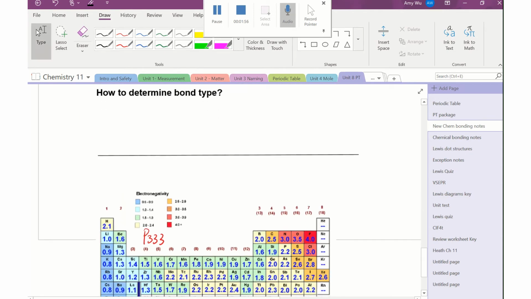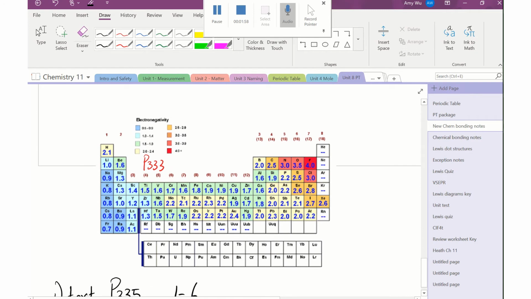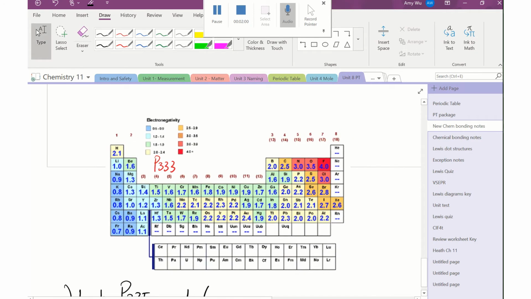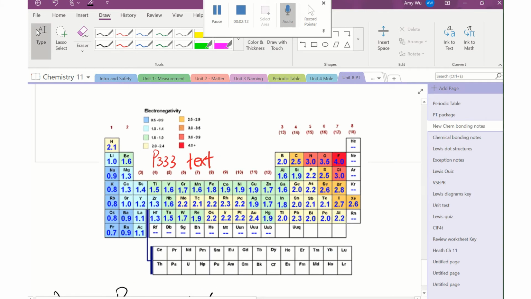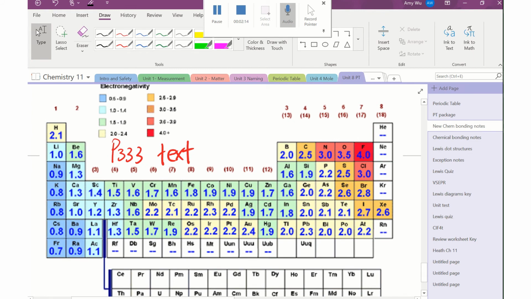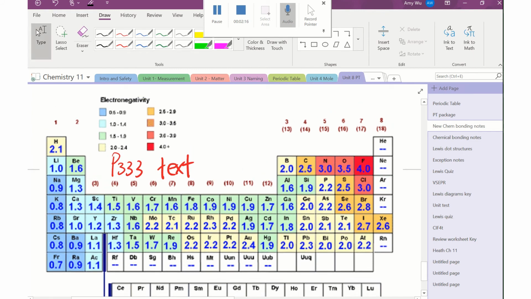Now, I'm going to show you this table here. It's in your textbook, page 333. I think it's chapter 12. I will upload it, I should have already uploaded it to you guys. This is from the textbook. This is the table that shows electronegativity for each of the elements.